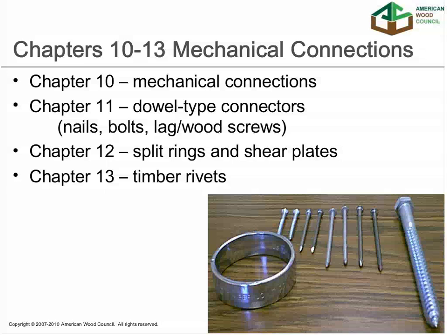So, Chapter 10 gives more or less the broad overview of connection design, gives the table with all the adjustment factors and how they are applied to different types of connectors. Chapter 11 then deals specifically with dowel type connectors: bolts, nails, lag screws, wood screws. Chapter 12 deals with split rings and shear plates, and then Chapter 13 with timber rivets.